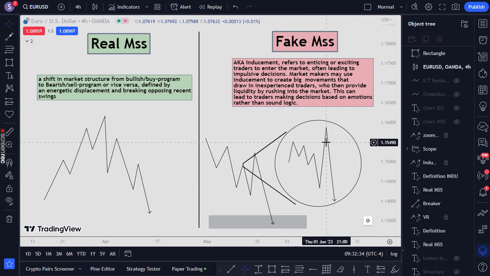So that $1 billion sell order will be filled for the market makers, and eventually they will drive price to this higher time frame objective. Now, why?